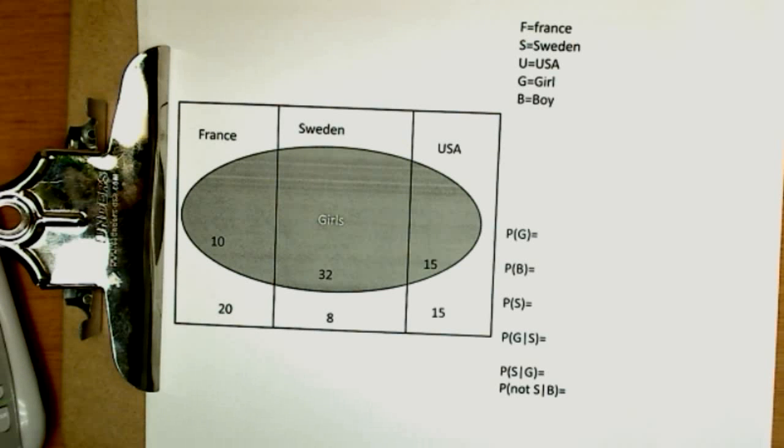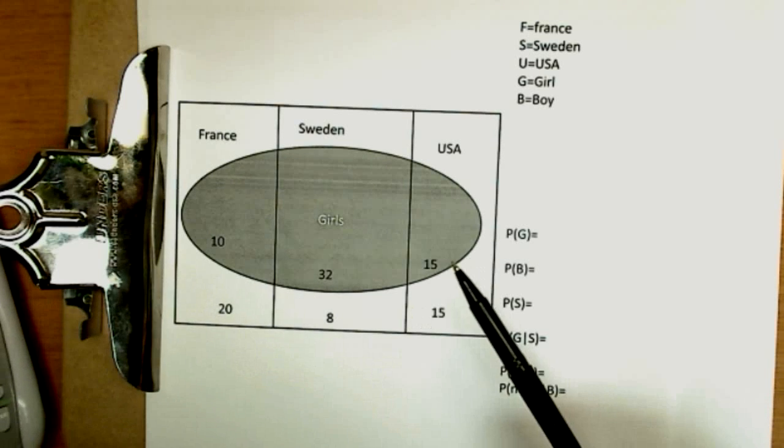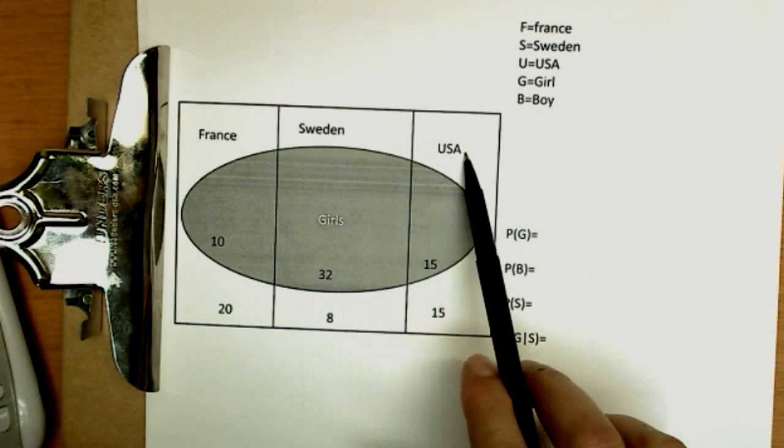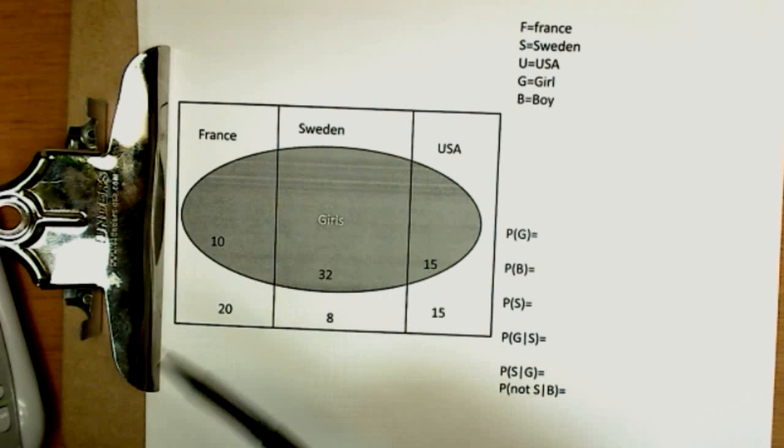Okay, and we're going to continue with probability, and this time we're going to look at what's called conditional probability. So I've got a diagram here that potentially would show all of my students. France, Sweden, and USA are the three countries I have students from. Of course, this is fictional data, but we'll use it for this example.